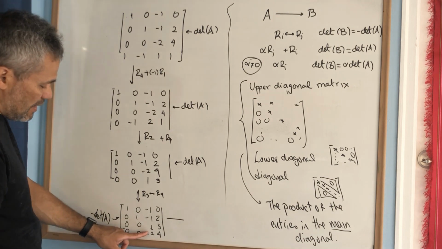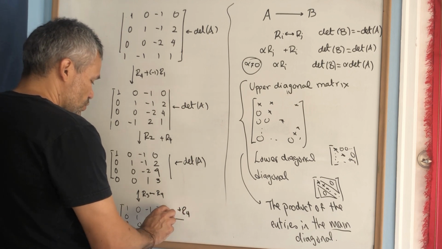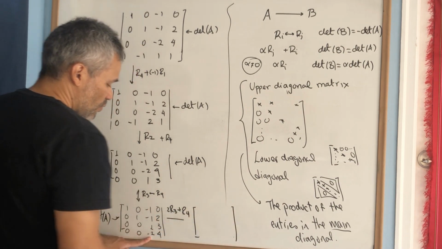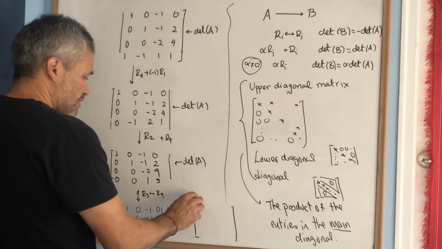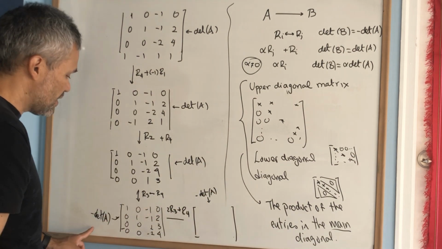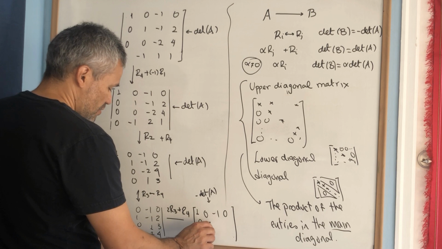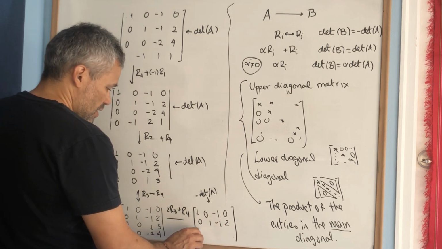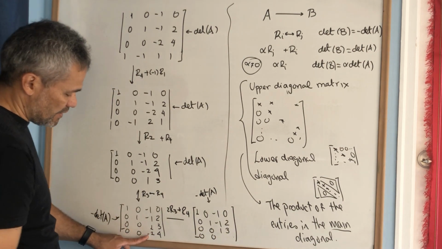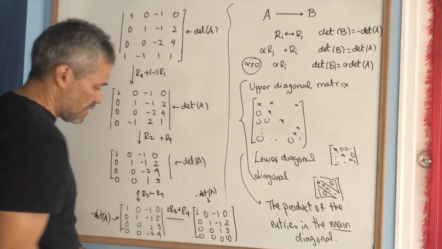Let's end by changing row 4 by adding 2 times row 3. We're going to get a matrix with the same determinant. Remember, the determinant of this matrix is negative determinant of A. And then this matrix is going to have this determinant. The matrix that we get is 1, 0, negative 1, 0, 0, 1, negative 1, 2, 0, 0, 1, 3, and 0, 0, we're multiplying by 2 and adding, we get 0, we're multiplying by 2 and adding, we get 10.